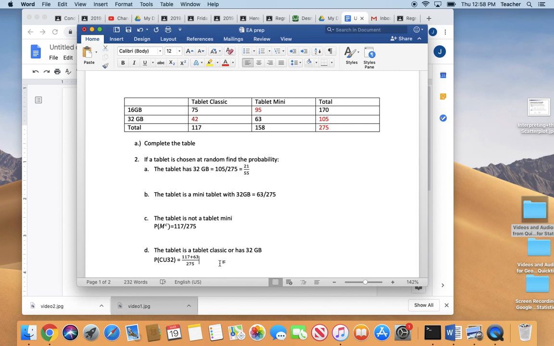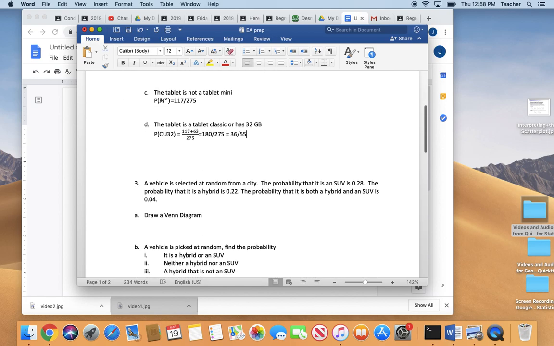And 180 over 275 reduces to 36/55. So this would be 180 over 275, which reduces to 36/55. Okay, so most of you know how to do that problem.